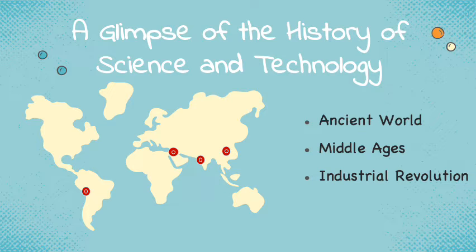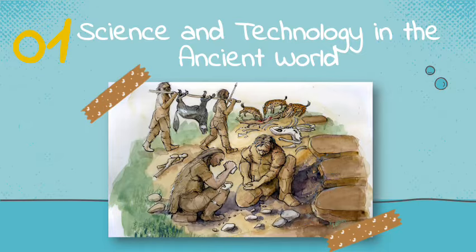In each period, we will examine the social condition and technological experience and innovations. As we go along the lecture, I also encourage everyone to note the social-cultural consequences of technological change in each era. So let us briefly discuss the science and technology in the ancient world.